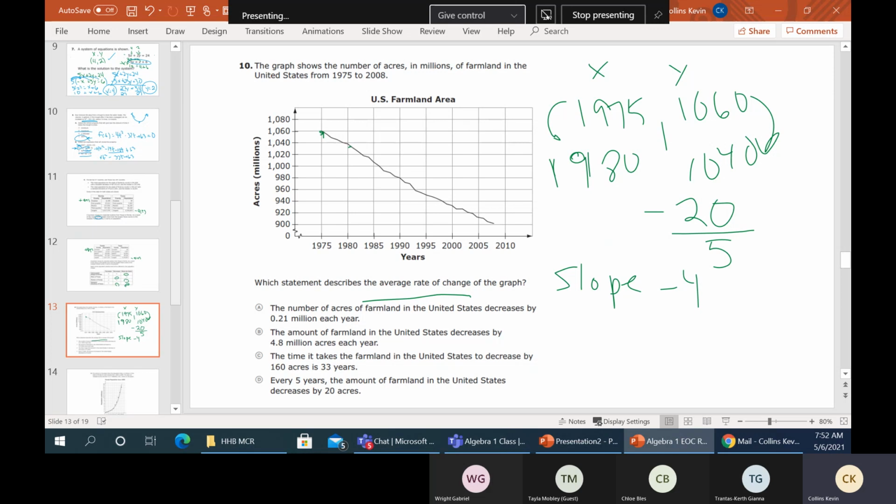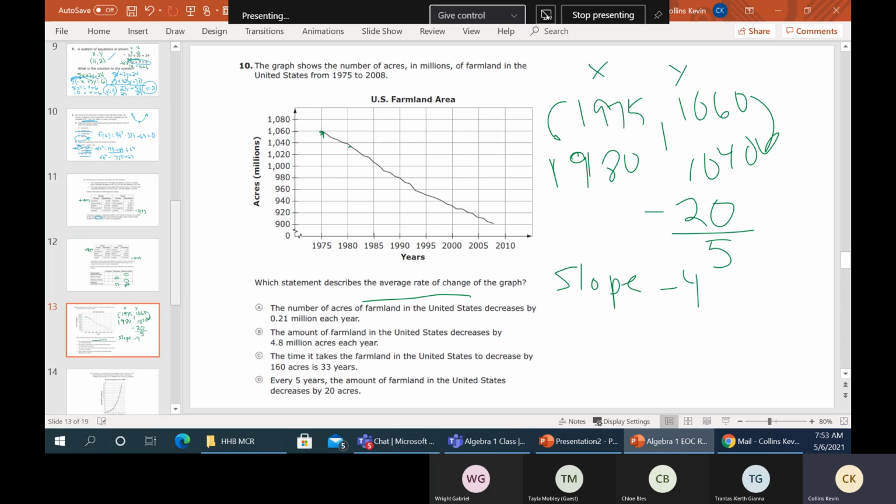All right, so how does that work with what we've got here? It says the number of farmland in the United States decreases by 0.21 million each year. Okay, if we take -4 and divide that by 5, that would be 0.8. That wouldn't be 0.21, so it's not that one. It says decreases 4.8. That's pretty close, because if you're going down 4.8 and you take that times 5, that's 24. This is actually a little below the line. So 20 is just an estimate. You've got to kind of estimate these things too.